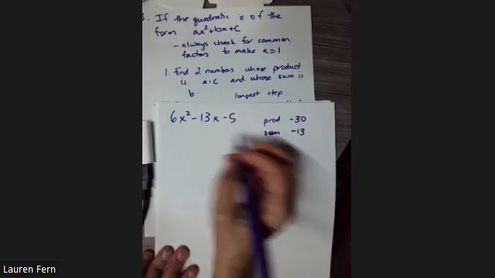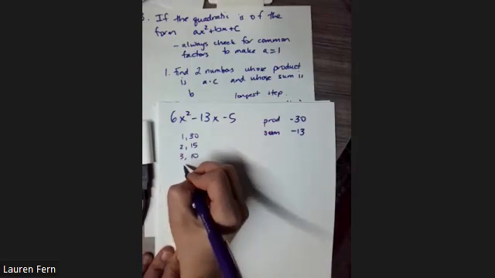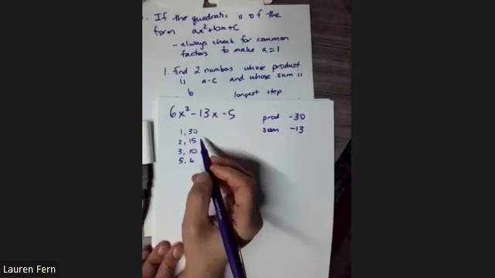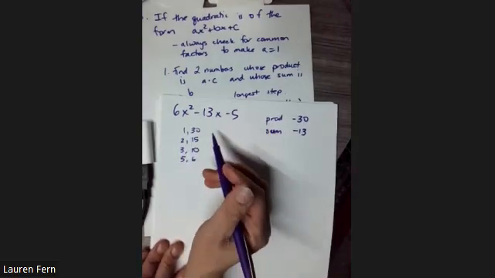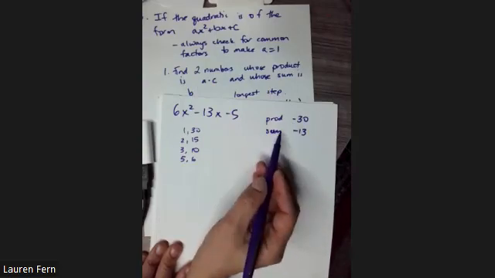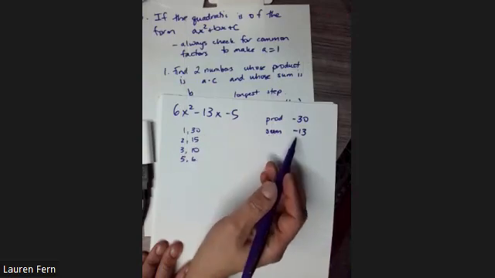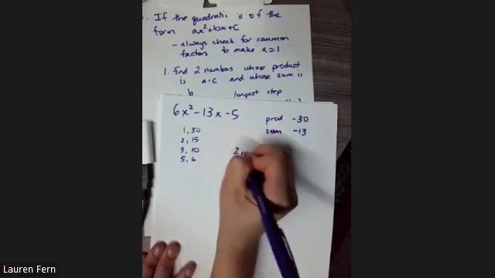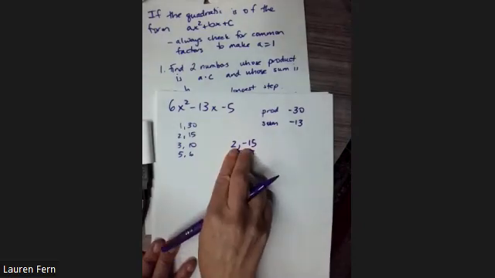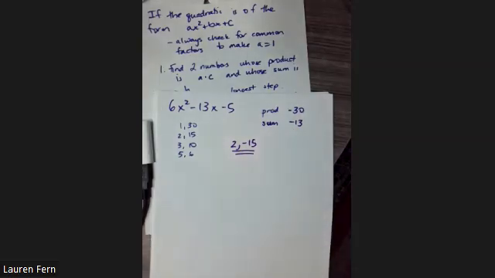All right, well, what multiplies to 30? We got 1 and 30, 2 and 15, 3 and 10, and 5 and 6. Notice we're going to have one be positive and one be negative because the product is negative. So which combo where one is positive and one is negative is going to add up to a negative 13? I claim 2 and negative 15 are the numbers that work. They're the only ones here that multiply up to a negative 30 and add up to a negative 13.